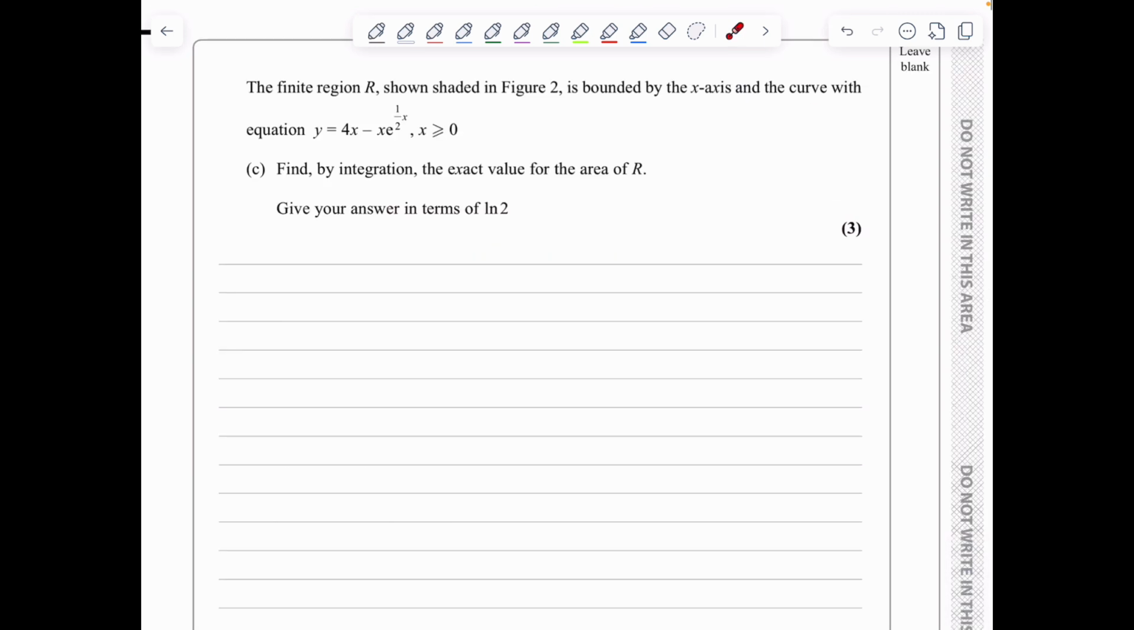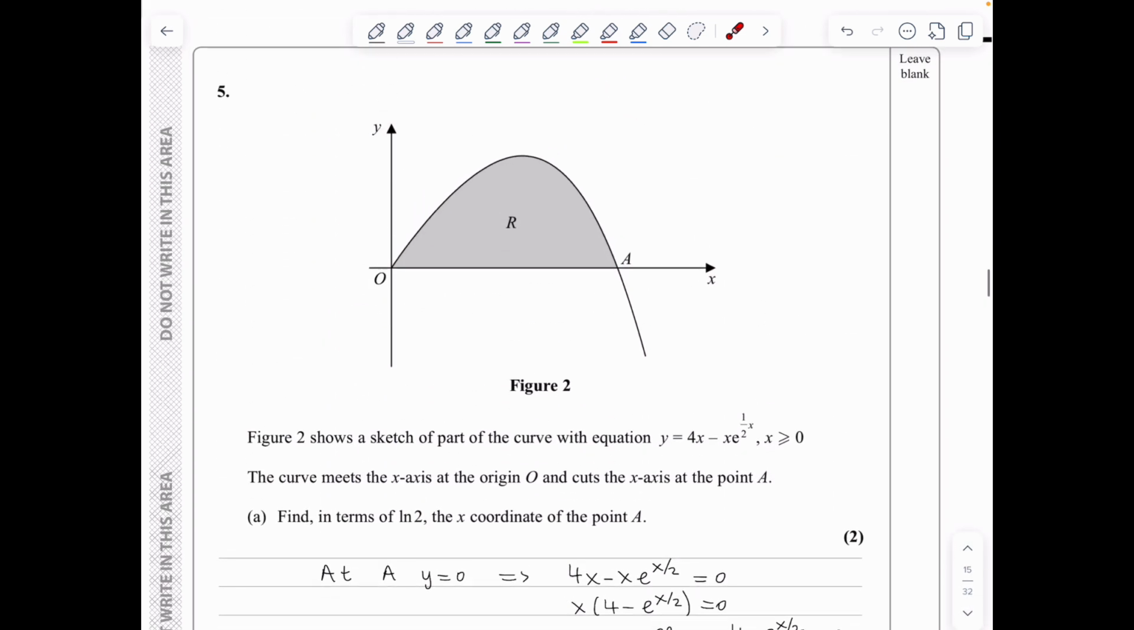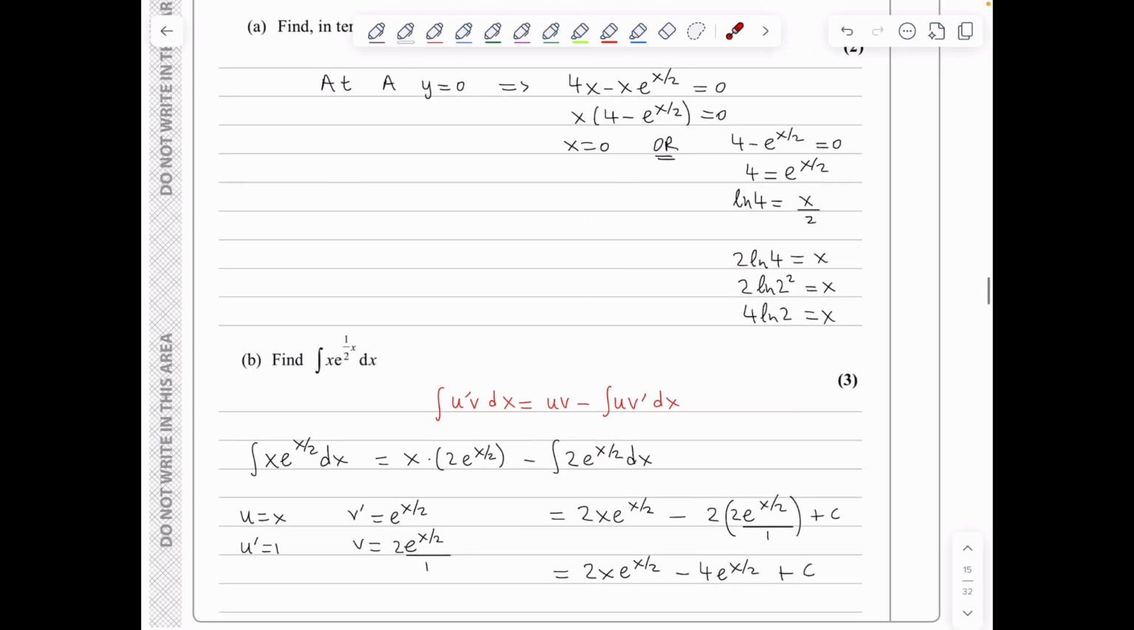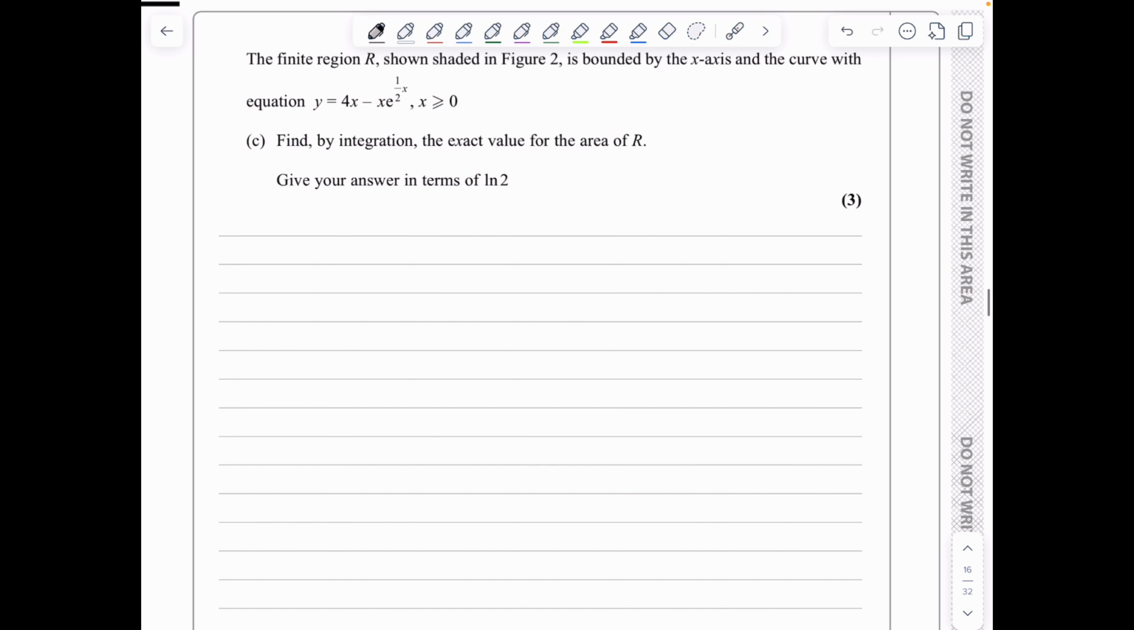In part C, we're asked to find by integration the exact value for the area of R, giving our answer in terms of ln 2. So if I briefly go back to the diagram given, we've got the limits being 0 and 4 ln 2. This is the x-coordinate of the point A we found in part A. So we need to integrate. So R is equal to the integral from 0 up to 4 ln 2 of 4x minus x e to the x over 2 dx.